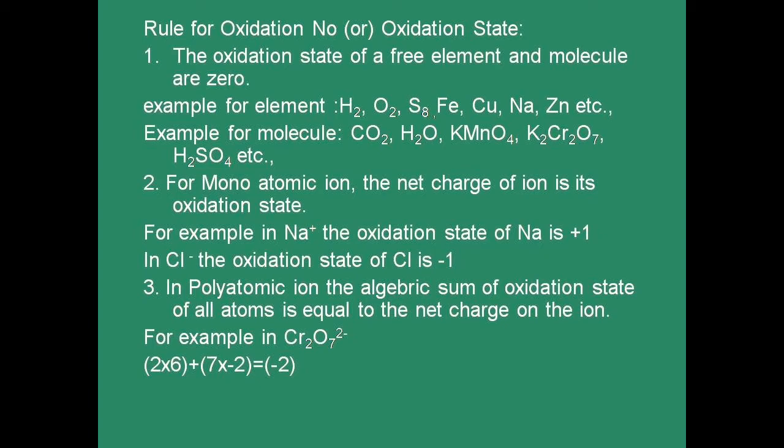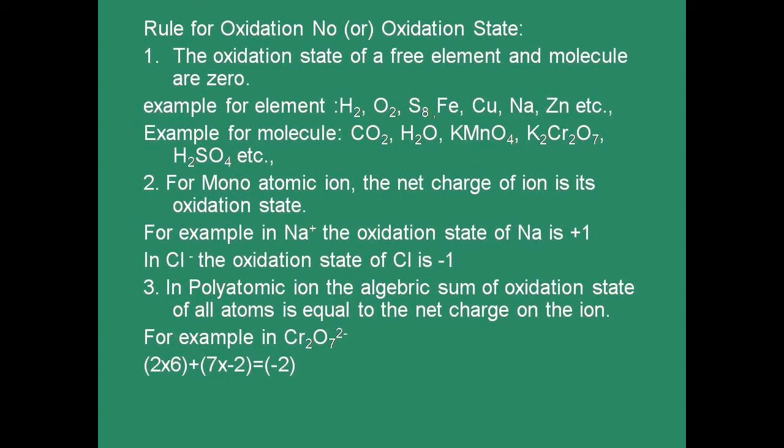Third one, in polyatomic ion, poly means many. So for an ion containing many atoms, the algebraic sum of the oxidation states of all atoms is equal to the net charge on the ion. For example, in Cr2O7 2-, this is called a polyatomic ion because it contains 2 chromium atoms and 7 oxygen atoms, so it is polyatomic, and it also has a superscript 2-, so it is called a polyatomic ion.